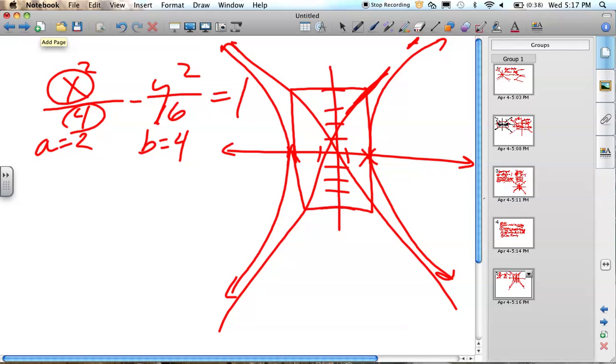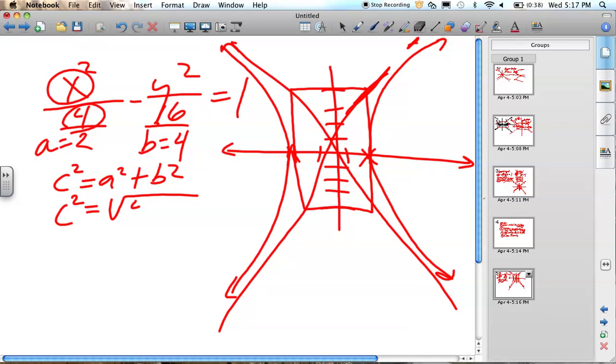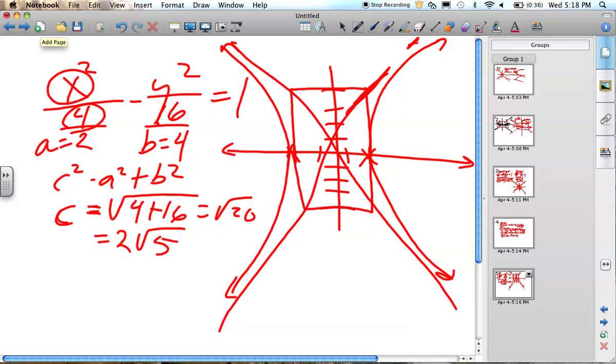Okay, we need to find the foci. Remember, c squared equals a squared plus b squared. There's a squared and there's b squared, so c itself will be equal to the square root of 4 plus 16, square root of 20, which is going to be 2 square roots of 5. So there's your c.